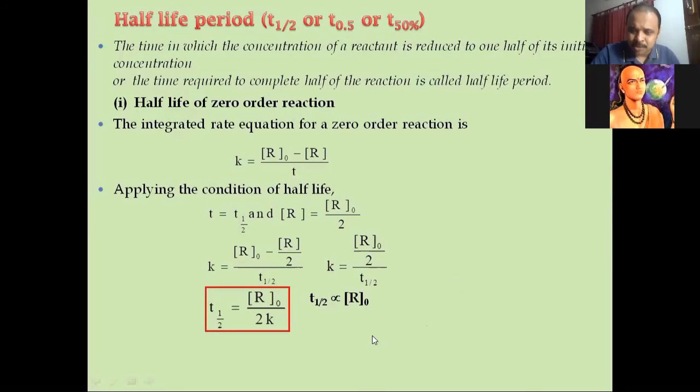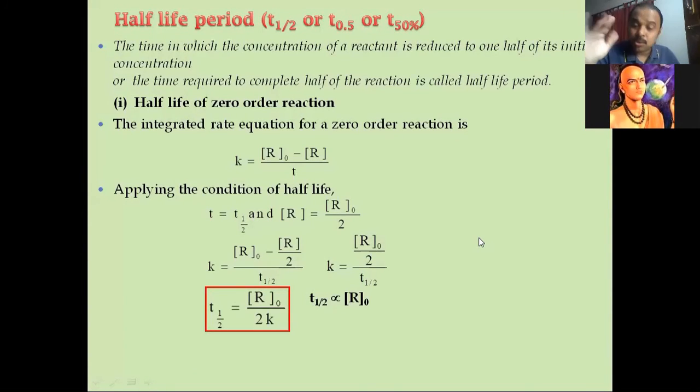I was asking one more question. For zero order reaction, if I plot half-life versus R naught, what kind of graph do I get? Straight line. Straight line parallel to x-axis or y-axis? Not parallel. Slope is equal to 1? No, slope is not 1. So when I plot half-life versus R naught, a straight line should be obtained passing through the origin. Correct?